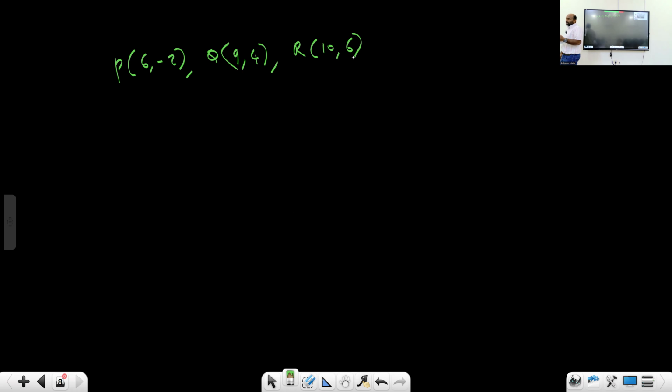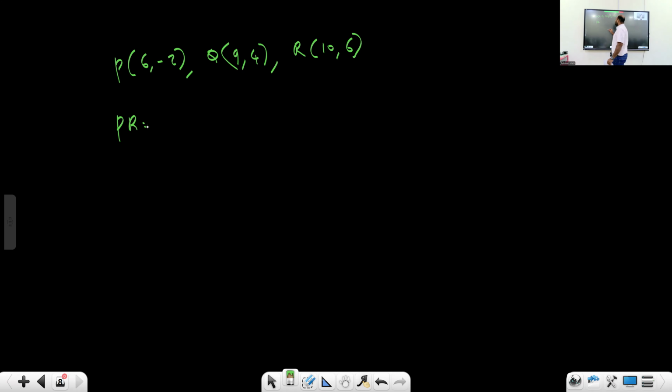First question, distance between P and R. PR, please find it. Question number 7 we are doing. You read it. PR. Apply the distance formula.